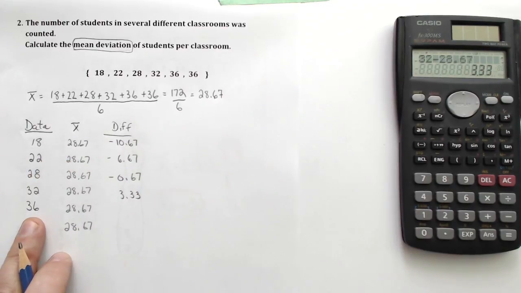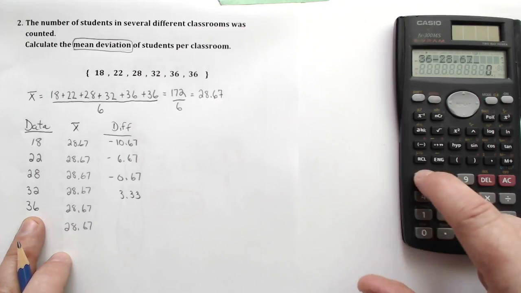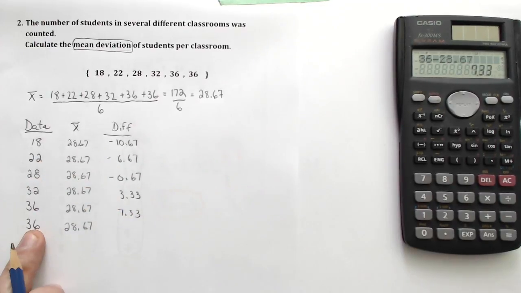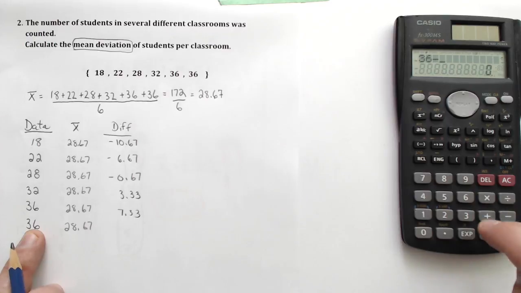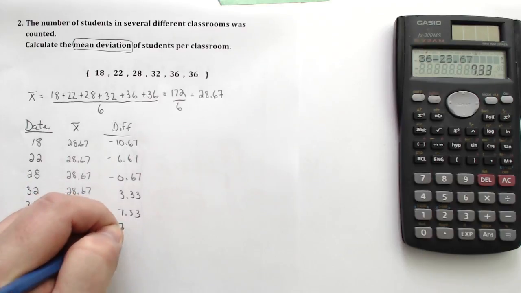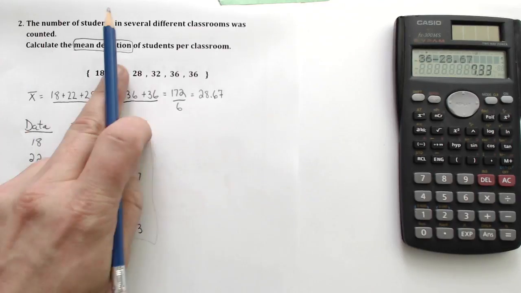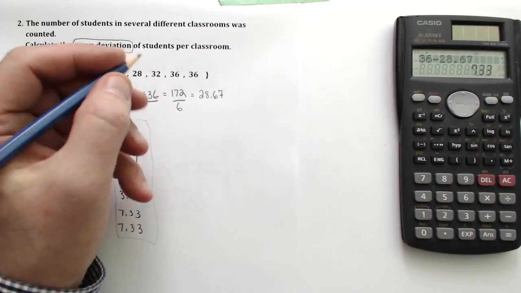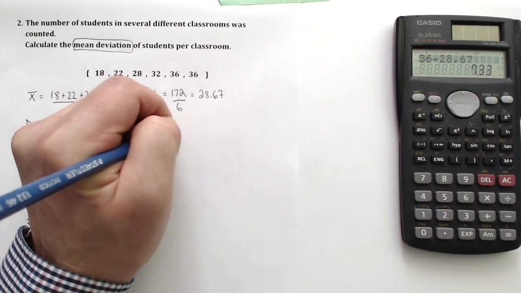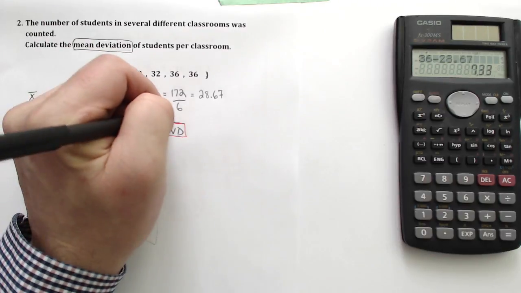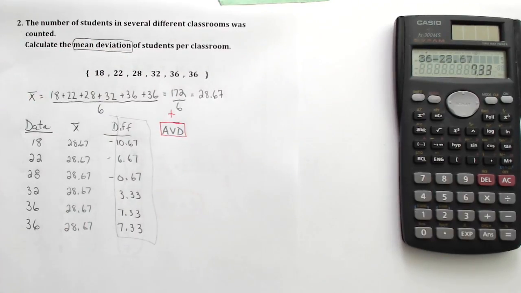If I round to 2 decimals, and 36 minus 28.67 is going to give me 7.33. And then 36 minus 28.67, and that's going to give me 7.33 again. So those are our differences, and we know that we're going to have to get an average of those differences, but I'm going to remind you that that last step, very important. It's absolutely vital that you do the absolute value difference. In other words, make sure they're all positive numbers.